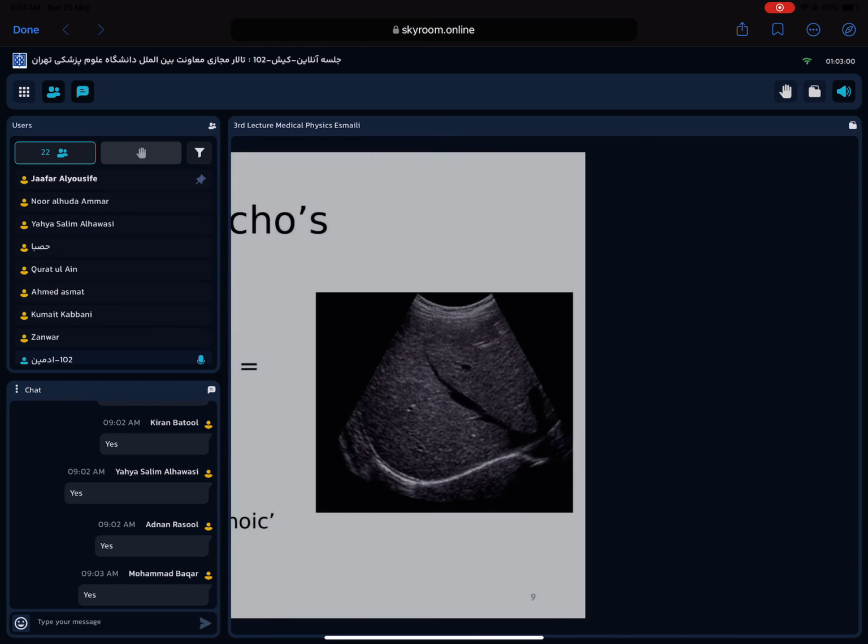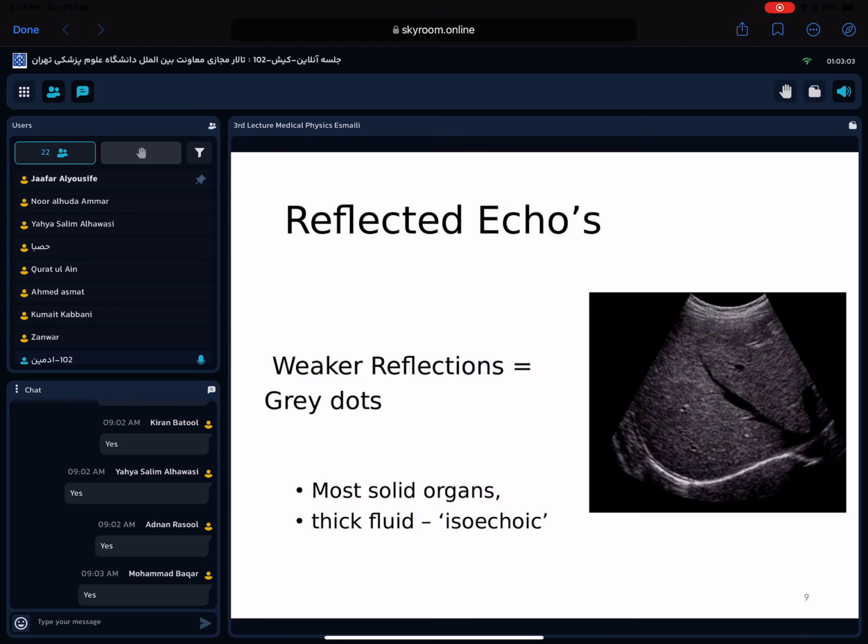Okay. The second region is a weaker reflection. As I told you, it's like 50-50 reflection, not too strong and not too weak. This is shown in gray dots, and most solid organs like liver, spleen, bladder, kidney are shown in the sonogram in gray, and we call them isoechoic. So isoechoic means not too strong reflection, not too weak reflection.